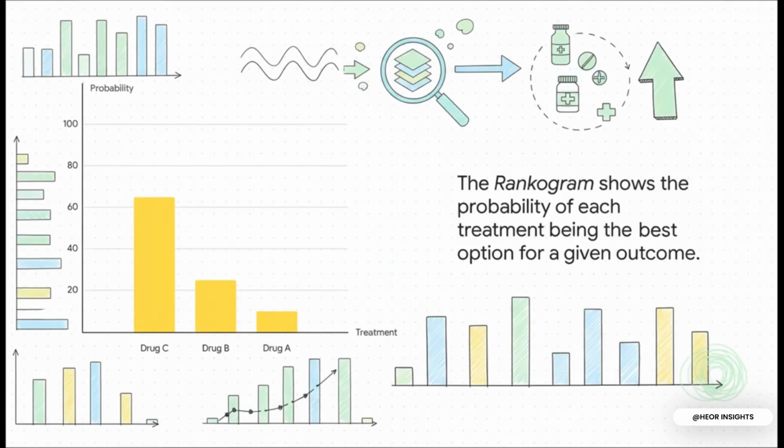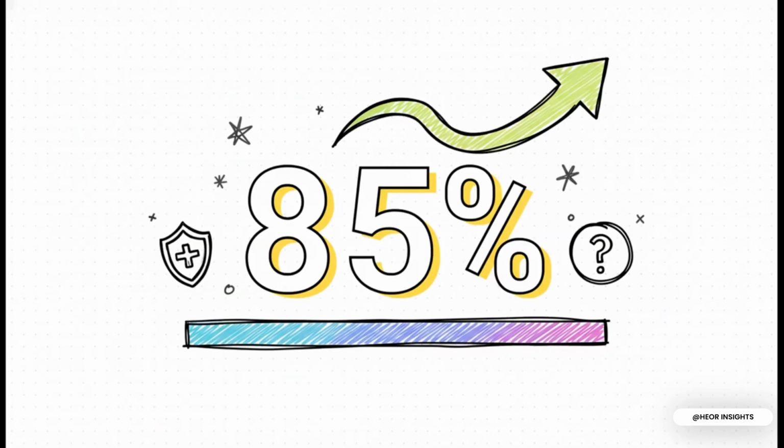Another key output is the rankogram. This chart displays the probability of each treatment being the best, the second best, the third best, and so on for a specific outcome. It gives us a probabilistic view of where each treatment sits in the hierarchy. The SUCRA score summarizes that rankogram into a single percentage. A score of 100% means a treatment is certain to be the best, while 0% means it's certain to be the worst. It's a useful summary, but it is a simplification, and it should never be the only thing you use for decision-making.